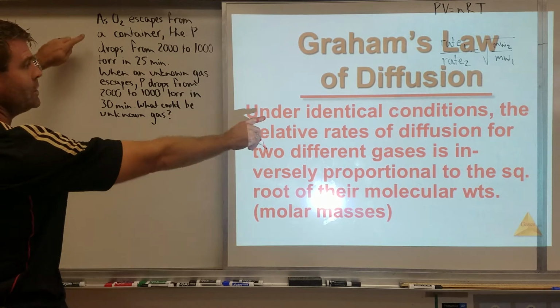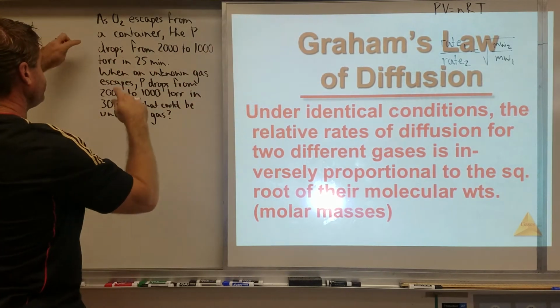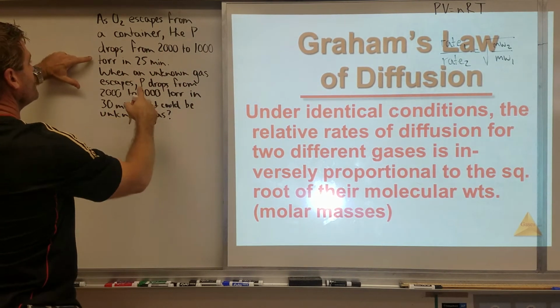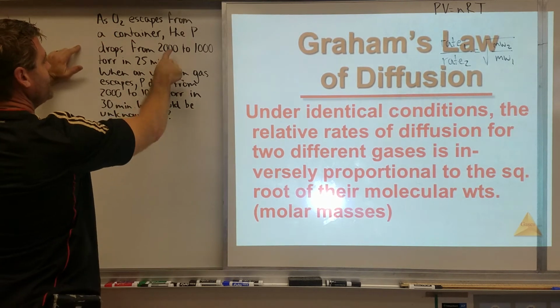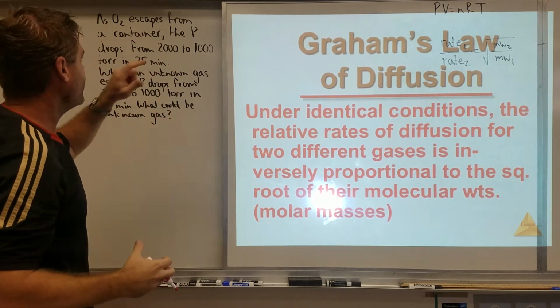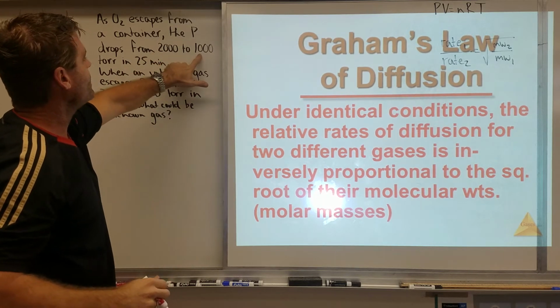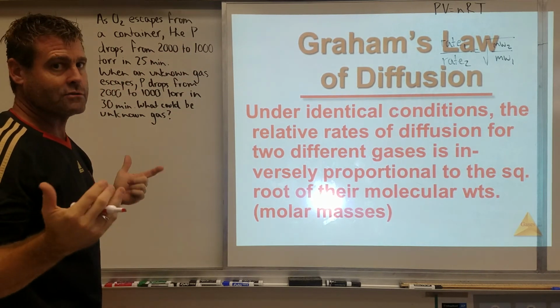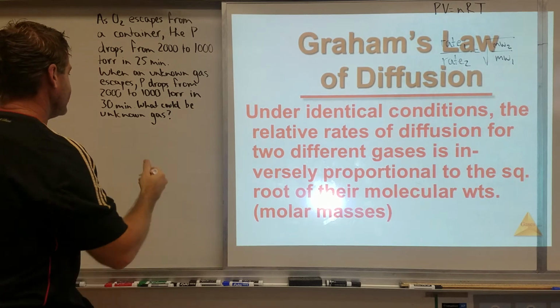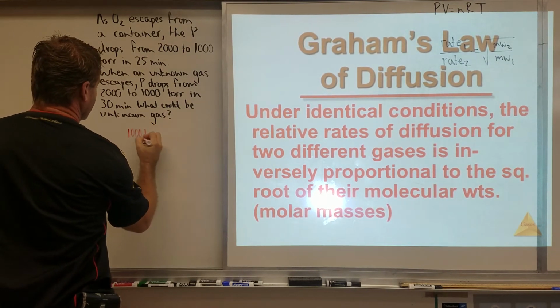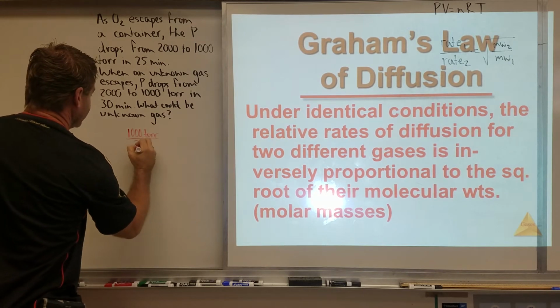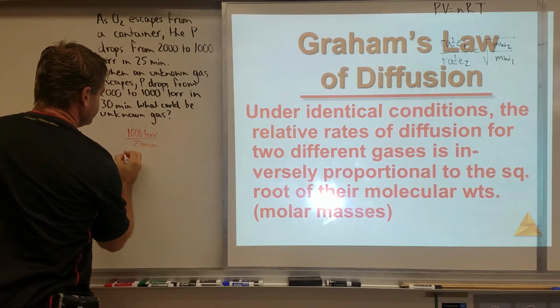Okay, so we're going to set up our equation, rate 1. I'm going to call my gas 1 oxygen. And what's the rate? Rate is always an amount per time, right? The amount went from 2,000 to 1,000, so it dropped by 1,000. You agree, 2,000 minus 1,000 is 1,000. So it was 1,000 torr per 25 minutes. You agree, that's rate 1.